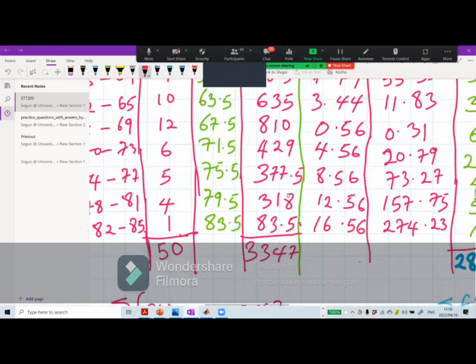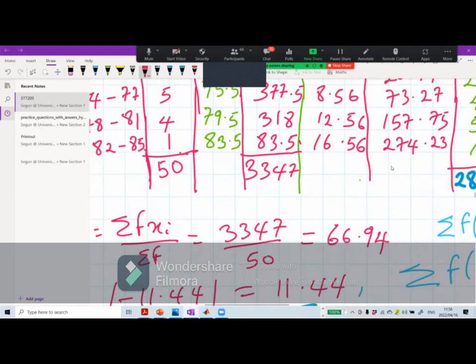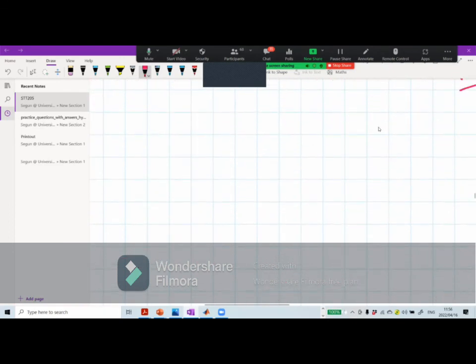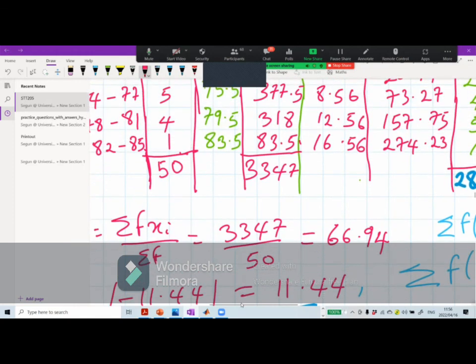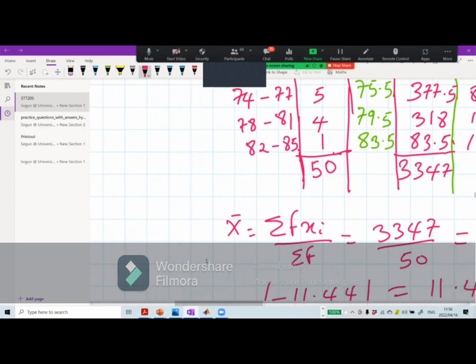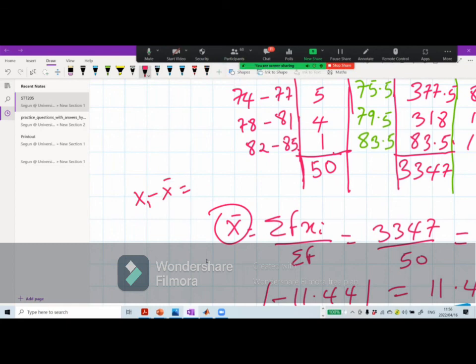But I still have a question. Sorry, I'm taking you back a bit. Absolute value means? I understood you said even if it's in negative sign, it will be positive. That's just the value. How did you get 11.44? Look at it. We have something common to all of them, X bar. Meaning your X minus X bar: that is X1 minus X bar, X2 minus X bar, X3 minus X bar.